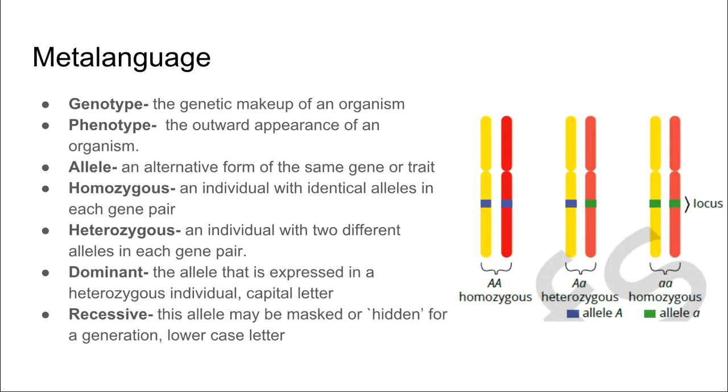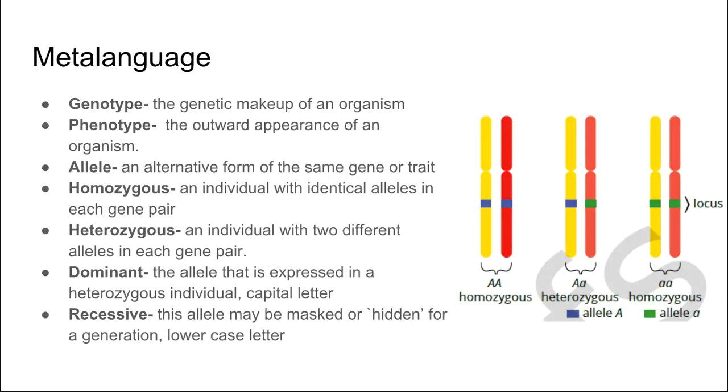So I'll go through each of them and then in class we'll practice what they exactly mean with a few genetic problems. So meta language, genotype, it's the genetic makeup of an organism, and in contrast, the phenotype is what we see as the outward appearance of an organism. An allele is an alternative form of the same gene or trait. Homozygous is an individual with identical alleles in each gene pair. Heterozygous, an individual with two different alleles in each gene pair.